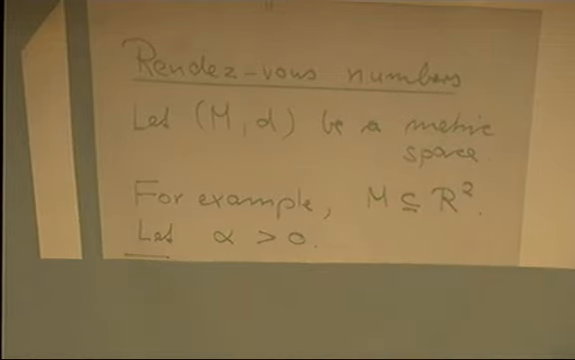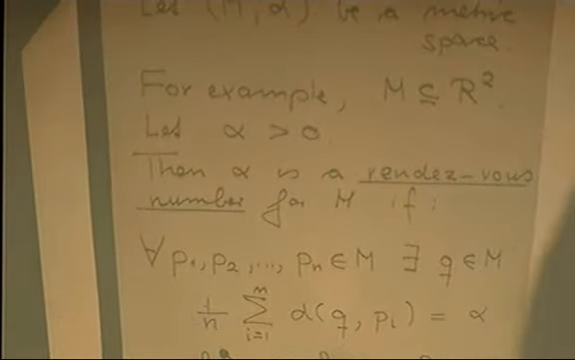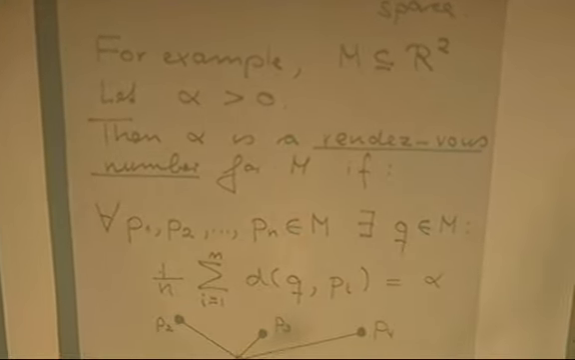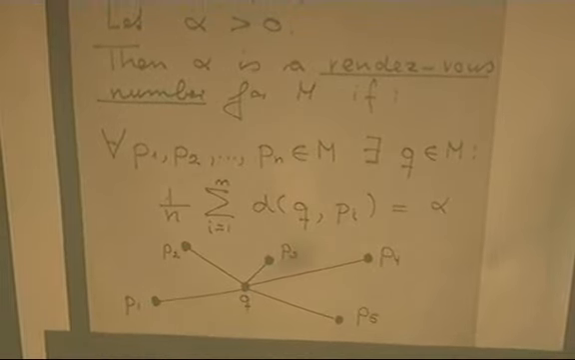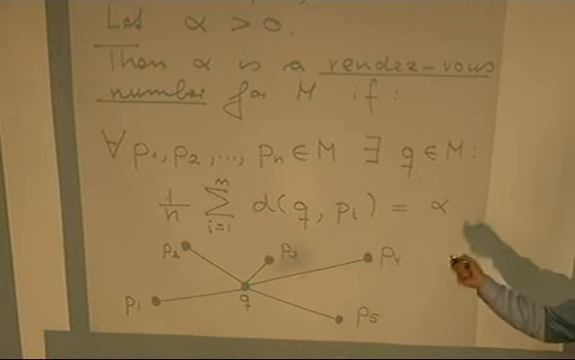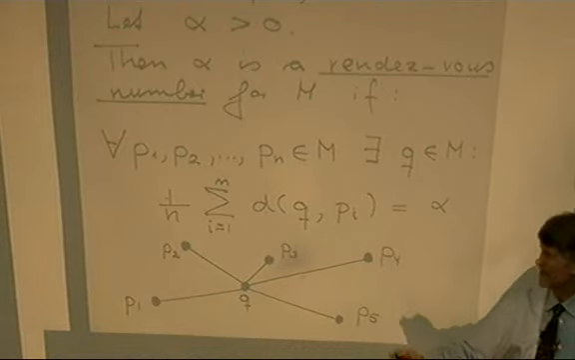Now let's take a positive number, alpha. We will say that this is the rendezvous number of this metric space if the following is satisfied. So this little picture will show it. Here comes the definition of a rendezvous number. Some people call it a magic number for a metric space. It's a magic number or a rendezvous number if the following is satisfied.